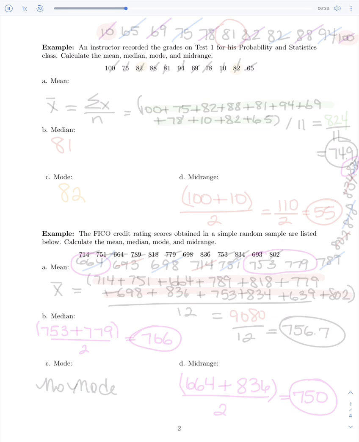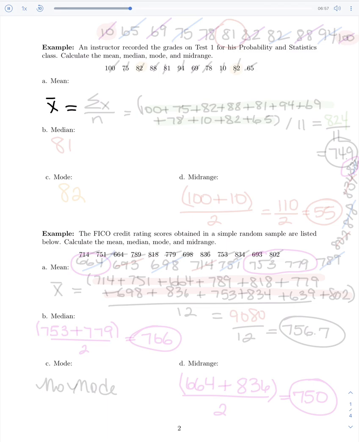So let's take a look at this first example. An instructor recorded the test grades on test 1 for his probability and statistics class. Let's find the mean, median, mode, and mid-range. Well, the mean, I'm going to use the right symbols here. The symbol for mean is x with a bar. So we've got a sample here.